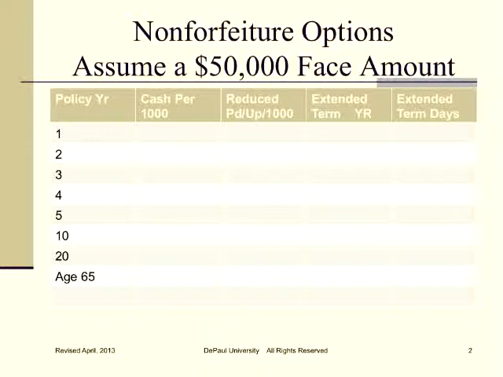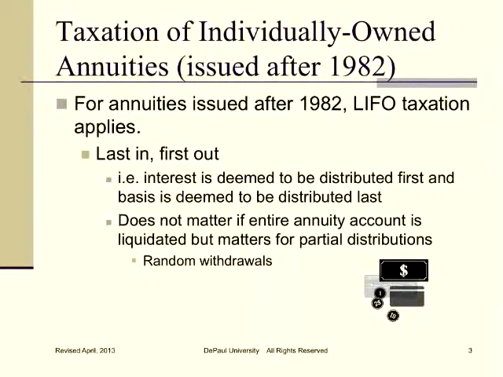Now, the other thing that some people sent some emails about was the taxation of annuities. And if you remember, again, this is from Unit 7, annuities are taxed on a last in, first out basis. The gain on the annuities is not part of capital gains. It's not subject to capital gains tax. It's always subject to ordinary income tax.